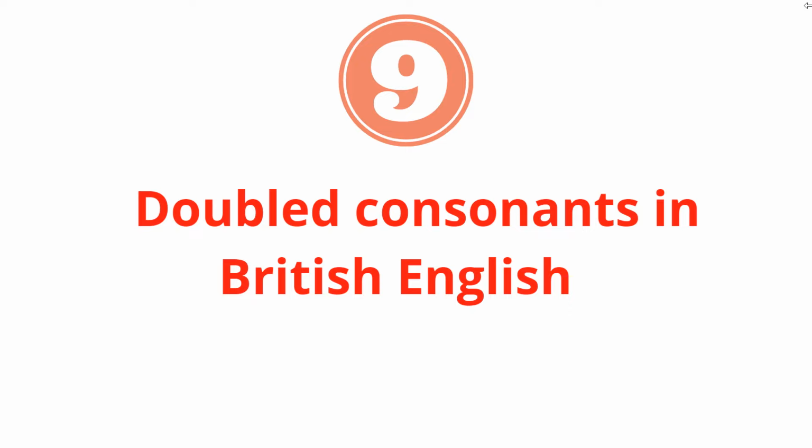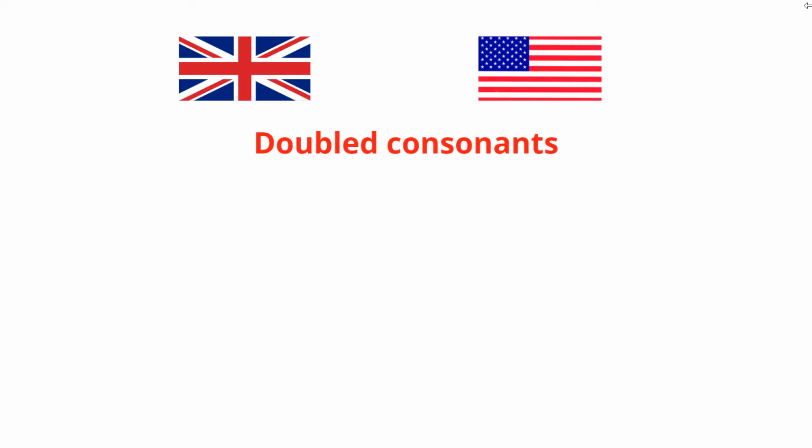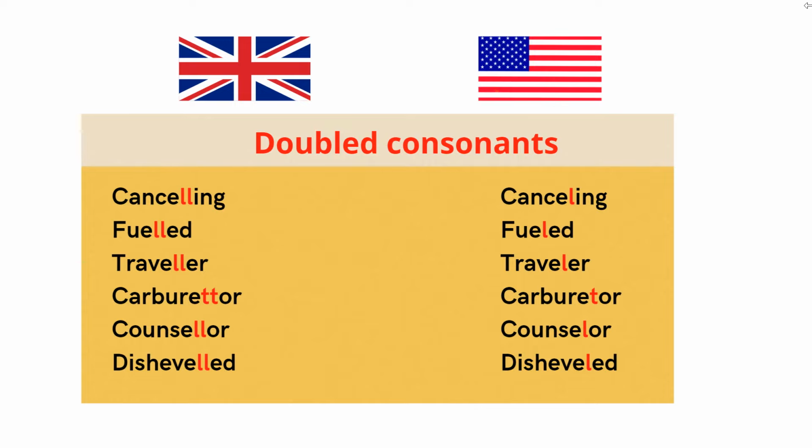Spelling difference number 9. Doubled consonants in British English. Sometimes British spelling requires a doubled consonant. For example, in British English, words ending in a vowel plus L double the L when adding verb endings that begin with a vowel such as ed or ing. In American English, the L is not doubled, so have a look at these examples: canceling, fueled, traveler, etc.